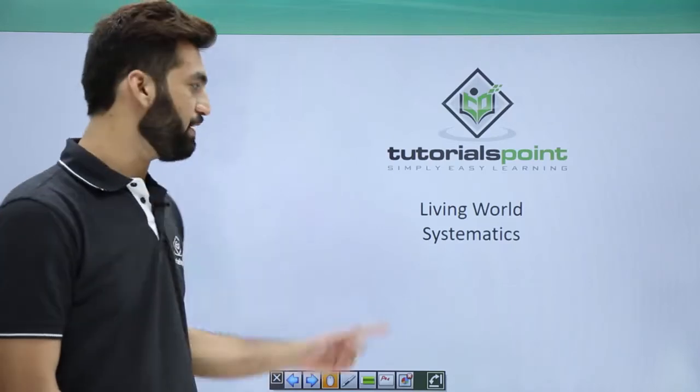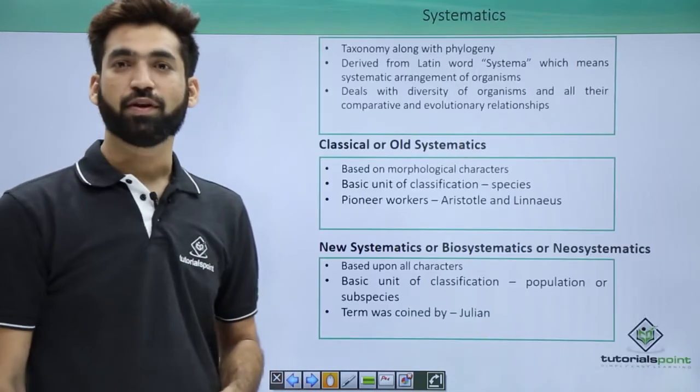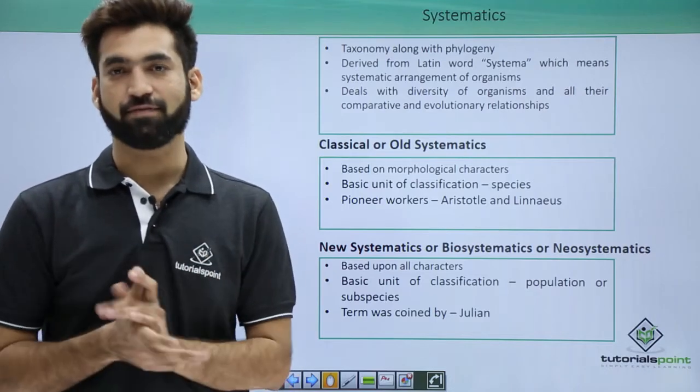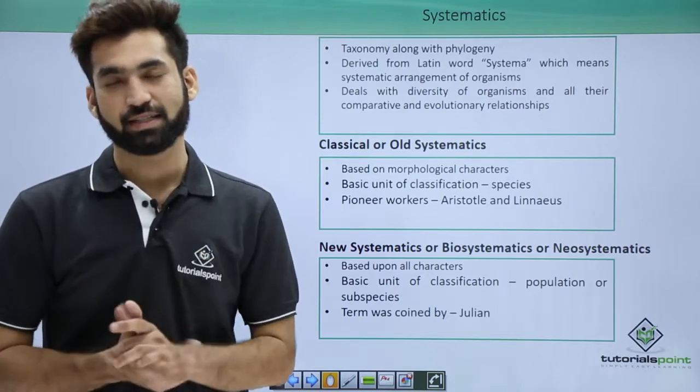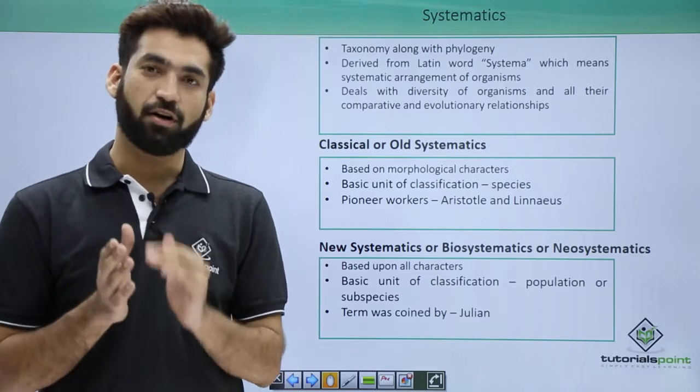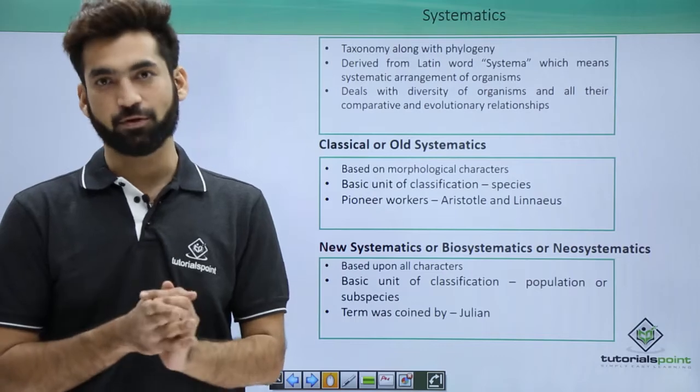In this session, we'll be dealing with systematics. We already know that taxonomy is a branch of classification. It deals with how you classify organisms. But let's suppose you are classifying those particular organisms, which means you are dealing with taxonomy.